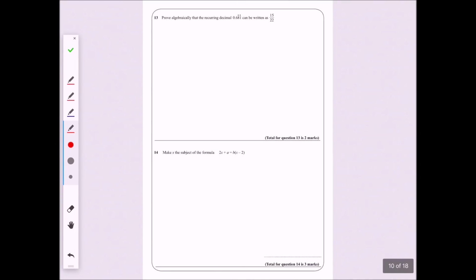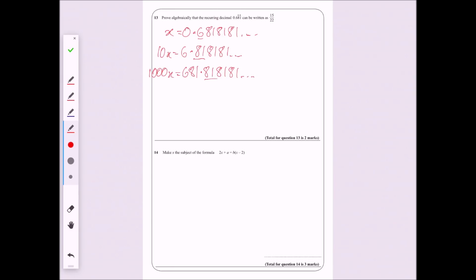Question 13. Prove algebraically that the recurring decimal 0.681 recurring can be written as 15 over 22. So first of all, write down that x is 0.6818181, showing that you know that the dots above the 8 and the 1 mean it's recurring. Then I would try and get rid of this 6 by times it by 10. So 10x would be 6.818181. I now want another decimal that's got a 0.81 after it. So I'm going to times it by 100, which would give me 1,000x, and that gives me 681.818181. And again, that gives me this 0.81 after it.